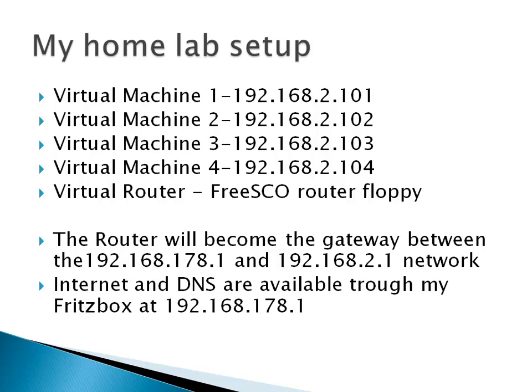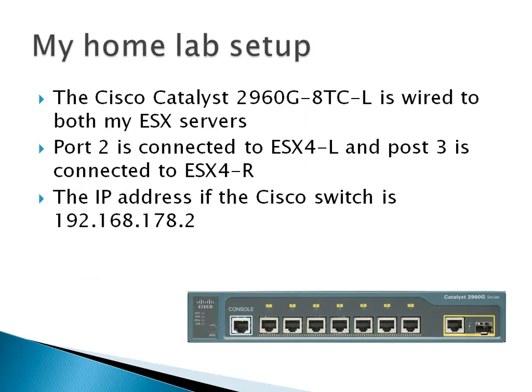The router will become a gateway between the production network, where I'm in right now, and the private VLAN ID network that's ending on 2.1. So I have internet available, I have a DNS available, they are all routed through my Fritz!Box, and my Fritz!Box is located at 192.168.178.1.